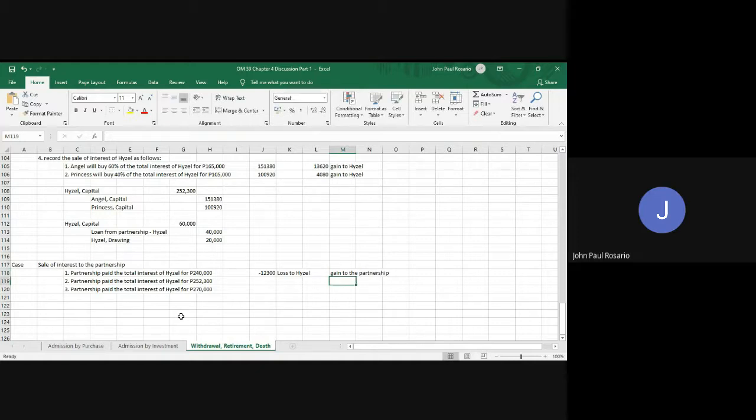Ano na-gain man, sir? 252,300 ang worth sa iyahang investment. Worth of interest. Capital interest of Hazel. Pero ang gibayad ni partnership is only 240,000. So meaning, naka-gain si partnership. Diba? 252,300 minus 240,000. With that, ang loss ni Hazel would be gain ni partnership.